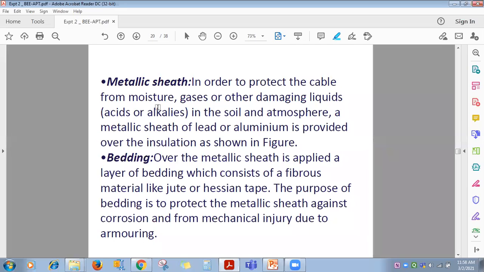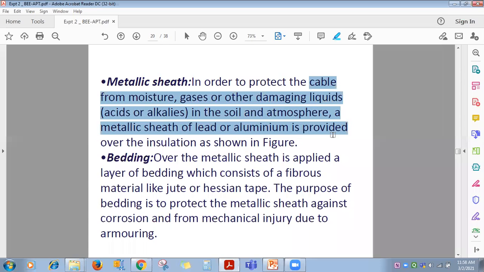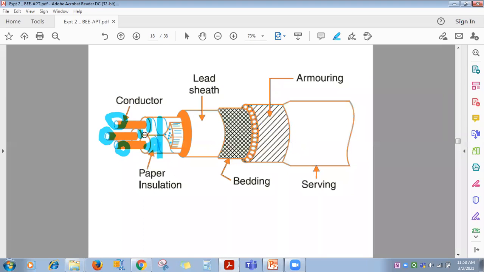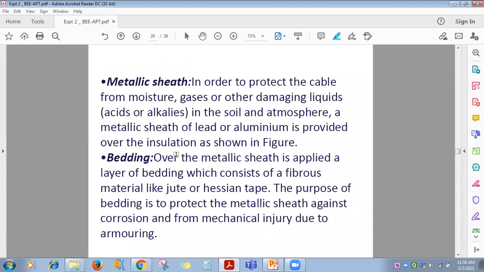On the insulation you will find a metallic sheath, and it protects the cable from moisture, gases, and acids and alkalis in the soil. This metallic sheath is made of aluminum or lead. So you can see here, centrally there is a conductor, above the conductor is insulation, and above the insulation is this aluminum or lead sheath. So it protects the insulation from acids, alkalis and moisture content in the soil.